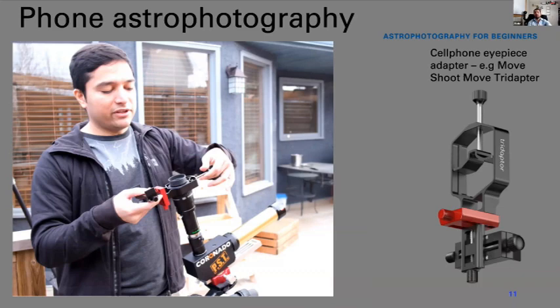So one other option, a slightly more advanced option for cell phone astrophotography, is to use an eyepiece adapter such as this Move Shoot Move Tridapter. Many companies make them. I know Celestron has their own version as well. You can also get a very, very basic one, such as this little guy I have here, which I won at the last Northern Prairie Star Party. But this one over here that I have in the picture there as well, this is the Move Shoot Move Tridapter, which is more expensive. I think this one's over $100 usually, whereas the very basic one you can get for about $20.